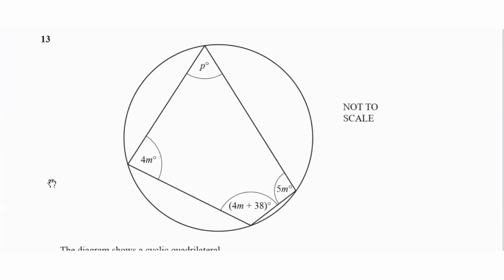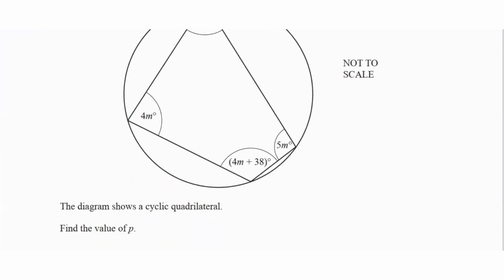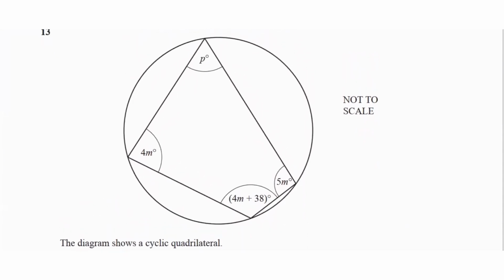Question 13 says, the diagram shows a cyclic quadrilateral. Find the value of p. To find the value of p, you need to remember a very important property for cyclic quadrilaterals. In a cyclic quadrilateral, firstly, all of your vertices need to touch the circumference of a circle. And as you can see, all 4 vertices are touching the circumference, which means, yes, this is a cyclic quadrilateral.